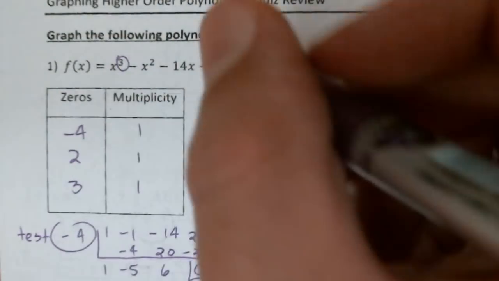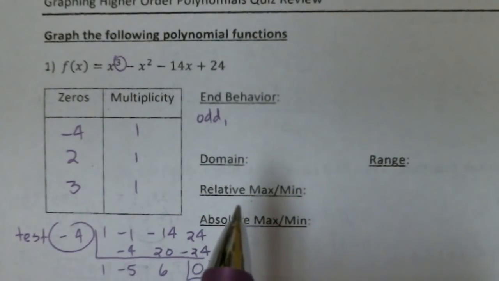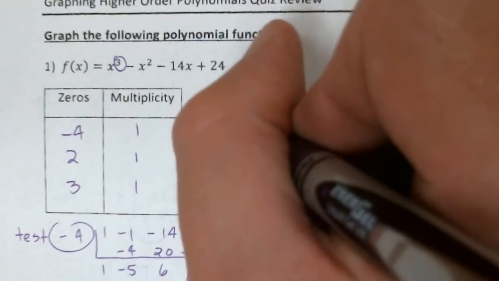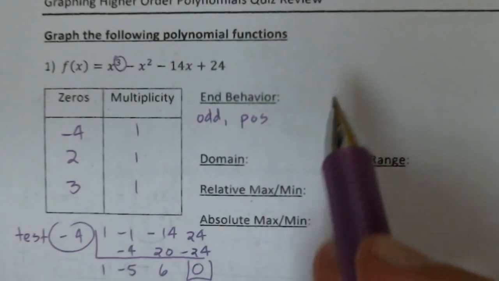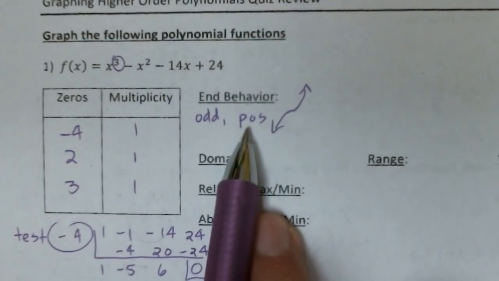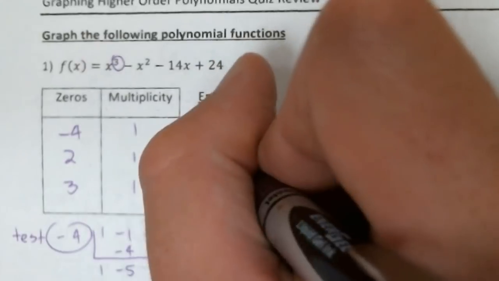All right, so now for the end behaviors, this is odd, and the leading coefficient is positive. So if it's odd, it's my snake. This is my regular snake because it's positive. So this is going to be down, up.